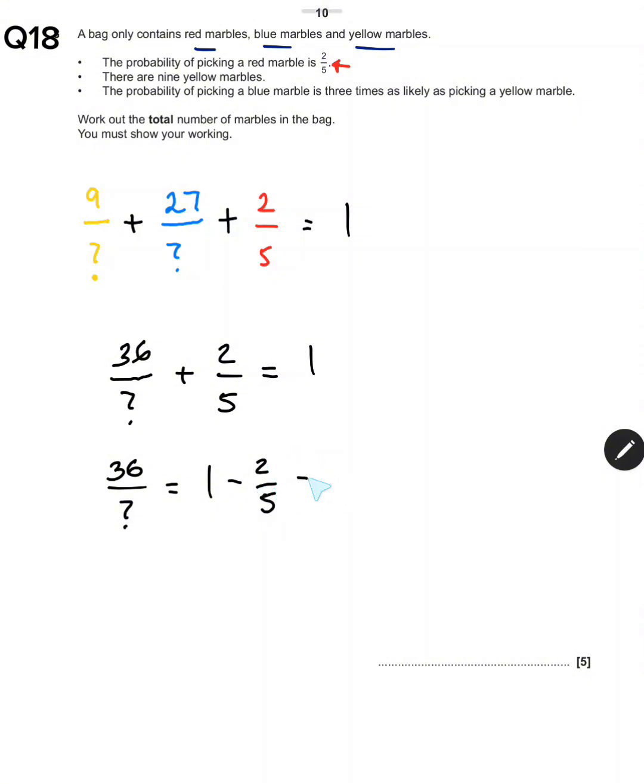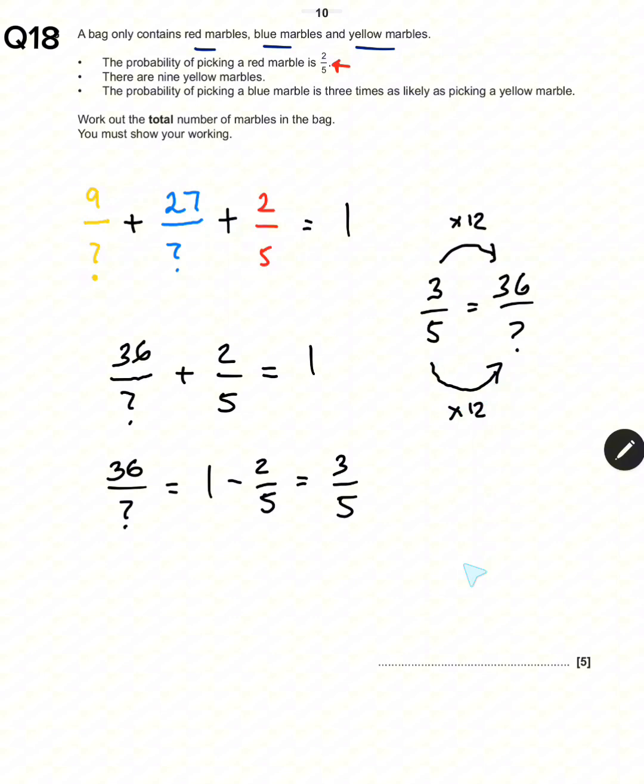And 1 take away 2/5 is 3/5. So all I've got to do now is convert this fraction of 3/5 into 36 somethings. So I'll just rewrite it. 3/5 equals 36 somethings. Well, if I multiply that by 12, I get 36. So I'm going to multiply that by 12, and 5 times 12 is 60.